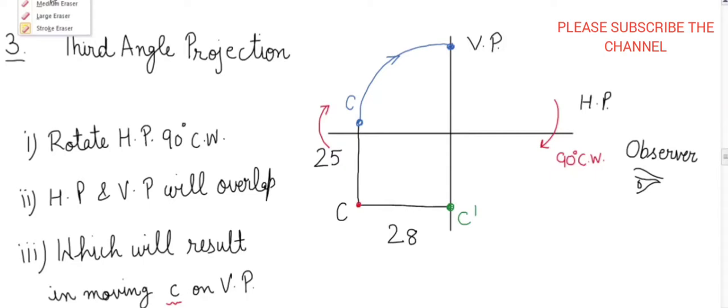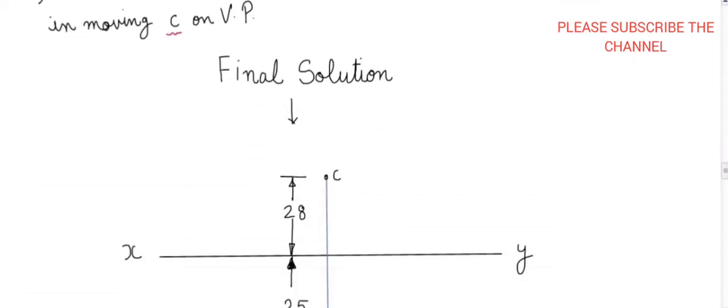Let me correct it a little bit. Top view is projected over HP somewhere here. Okay. So this C moves to here on the VP. Rotating HP 90° clockwise results in HP and VP overlapping, which will result in moving point C on the VP. This blue dot moves on to the VP. So what will be the final solution? This 25 mm distance will be drawn below the reference line XY, just like that. This will be the final solution.